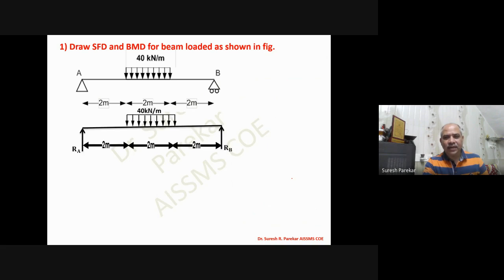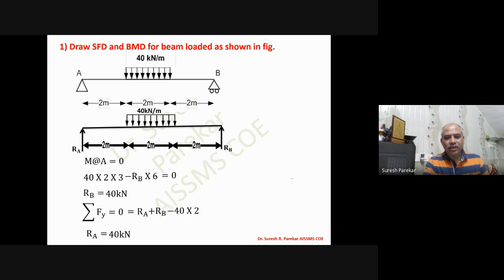As it is symmetrical about the center, you can directly write RA equal to RB equal to total load upon 2. Or we can go by the usual method: 40 into 2 into 3 minus RB into 6 equal to 0, and that gives us the value of RB equal to 40 kilonewtons. Now apply summation Fy equal to 0. So RA plus RB minus 40 into 2 equal to 0, and we get RA equal to 40 kilonewton.